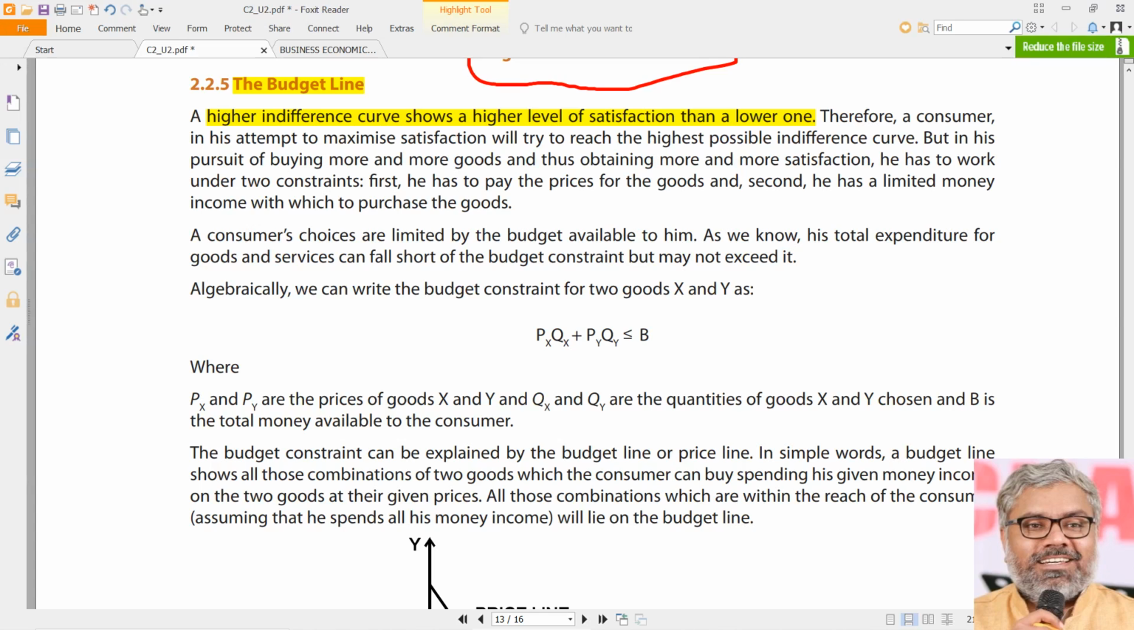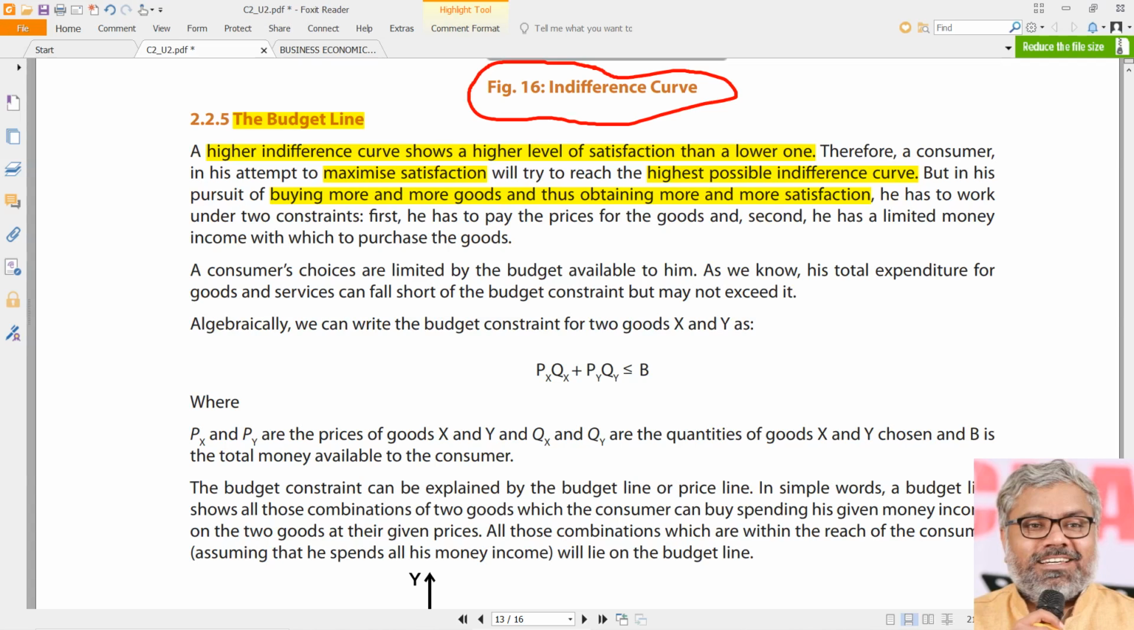Everybody wants that. Everybody will try to maximize satisfaction. Very good. We want to reach the highest possible indifference curve. Fantastic. And we want to buy more and more goods, because of which we obtain more and more satisfaction. But the point is, we are talking about goods, sir. We have to purchase them. They are not just coming to us. We have to pay the price for these goods. Only then can we get those goods and consume.